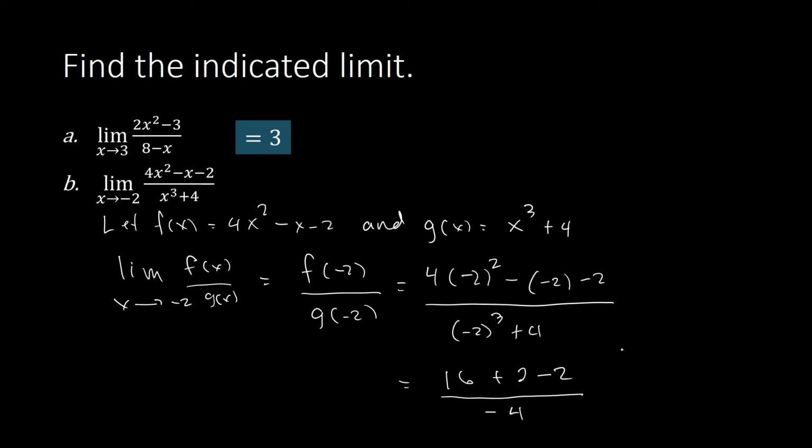Okay, so let us pay attention to this. Negative 2 squared is 4. 4 times 4 is 16. Minus negative 2 is plus 2. Okay, and then the limit of a constant term is just the constant. This one is negative 8, and then plus 4 is negative 4. So this is equal to 16 divided by negative 4, which is negative 4.